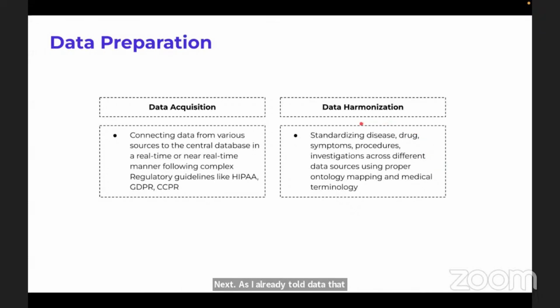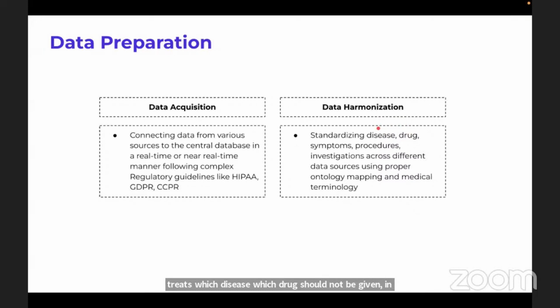You have to standardize disease, drug, symptom, and procedures across different data sources using proper ontology mapping. You need to know how to standardize disease. How do I do this for drugs? From where do I find the information on which drug treats which disease? Which drug should not be given in which disease?